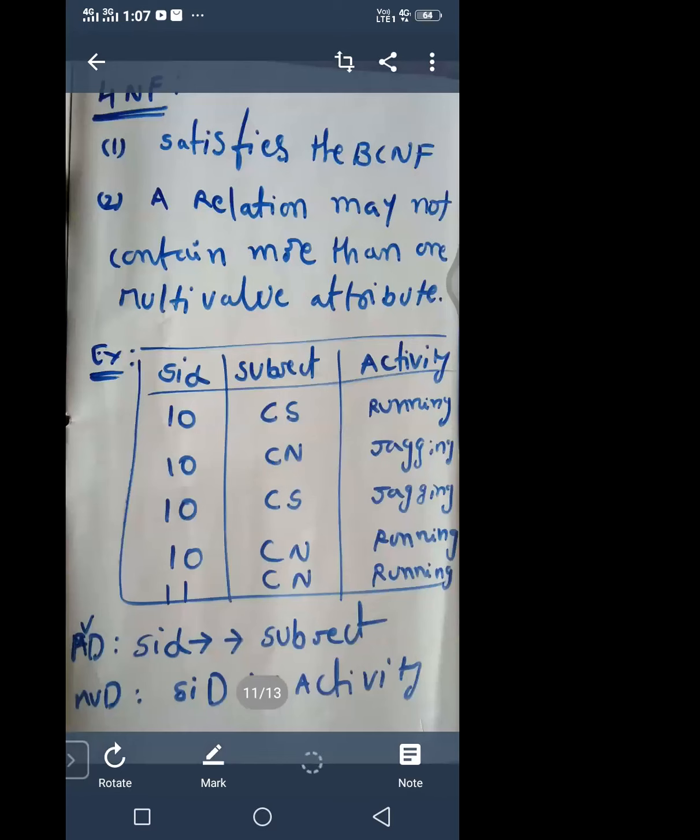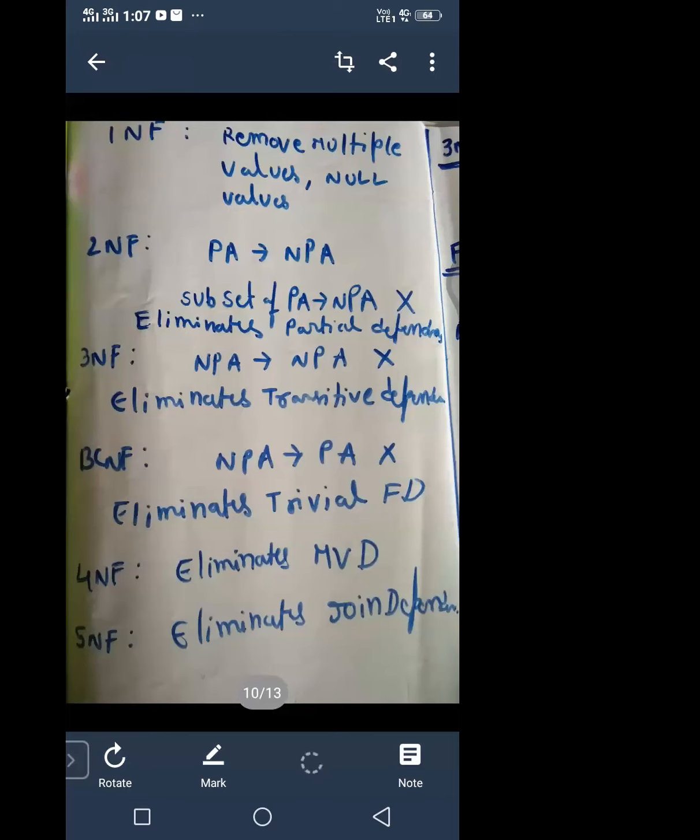So that means the same ID, but it will vary in some other attributes. So here we are not able to uniquely identify the data from the database. That type of problem is referred to as a multi-value dependency. Those are eliminated in the fourth normal form.